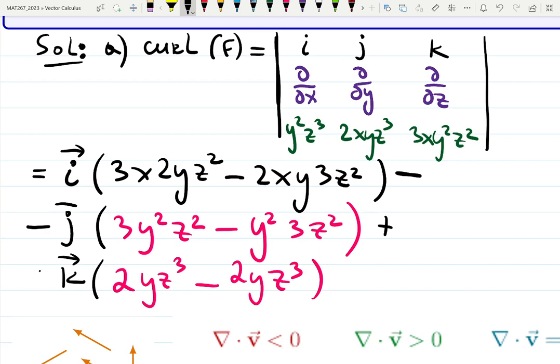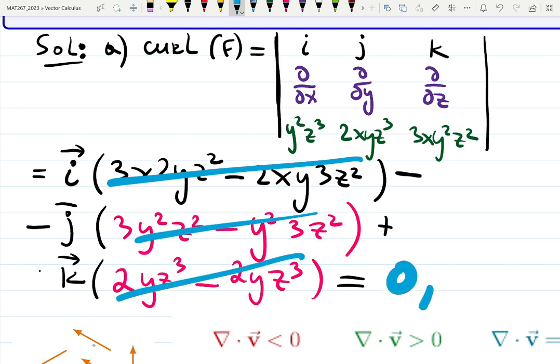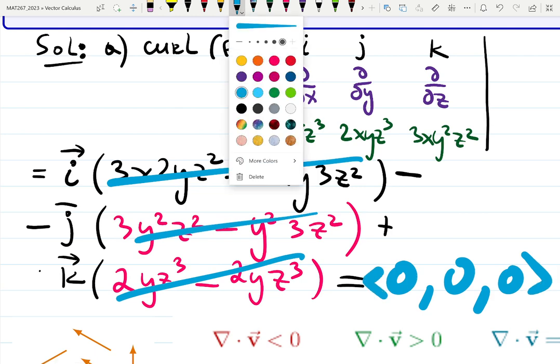So what is the goal? Do you know? The goal is to check if it's 0, 0, 0. Yes, it is. 3x, so it's 6xyz squared and 6xyz squared, 0. 3yz blah blah blah, 0. 2yz cubed and 2yz cubed, 0. It is indeed 0, 0, 0. Thus, the field is conservative.